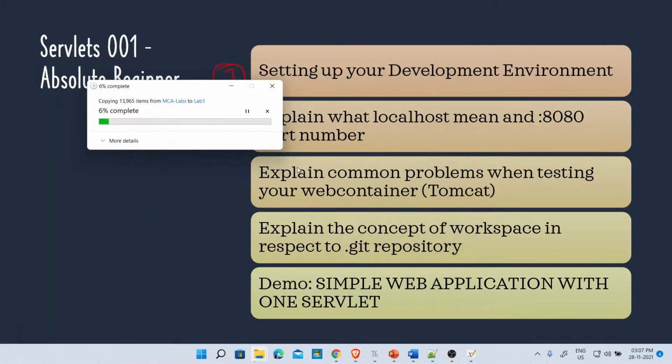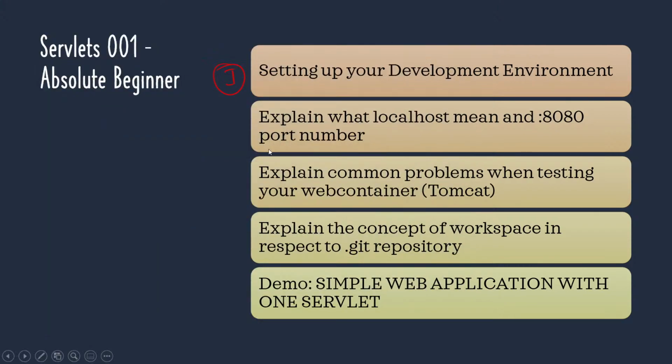So why that happens, let me keep explaining some certain things here. We explain what we mean by localhost and port 8080, yes. And then we move to explaining the common problems we encounter while testing our web container, in this case Apache Tomcat. Or we call it Apache Server. And then we look at the concepts of workspace in respect to Git. And finally, we do some simple web applications with one servlet, and also we have to do that with a Java class.